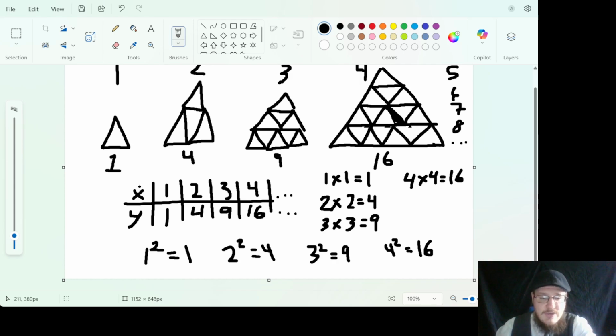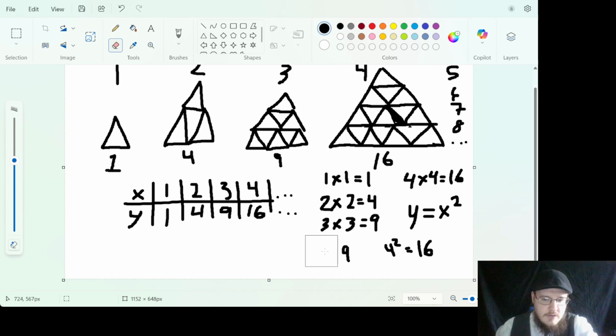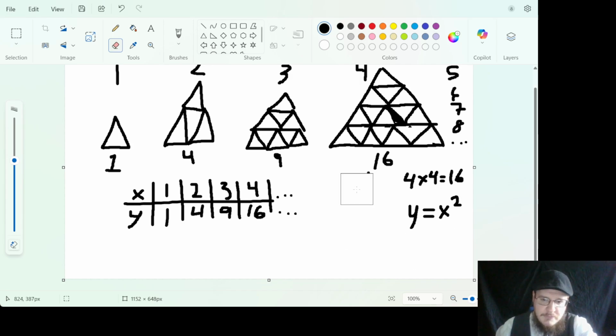So in this case, to get through our pattern here, to get from the x to the y, our equation is going to be y equals x squared, where x is our current term of our sequence. You plug in that value, and then you get your value for y. Okay, so we've got this here. I'm going to erase this section here so I can just kind of clean it up a little bit.